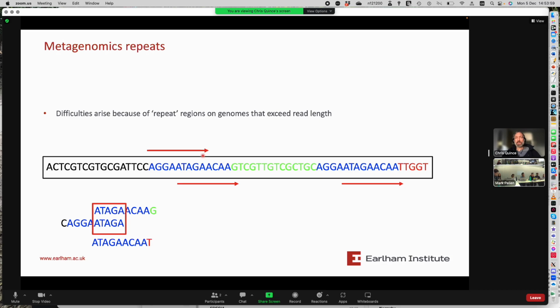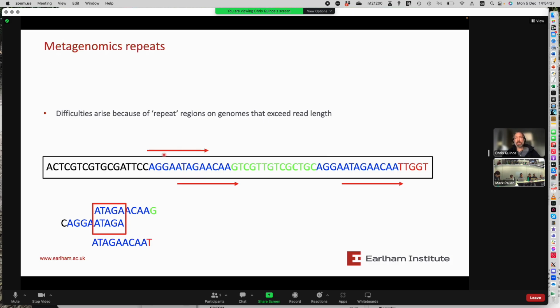The uncertainty in an assembly is when you have repeat regions which are identical at multiple places in the genome. But what makes metagenomics assembly difficult is that you'll also get repeats between genomes, because you might have multiple strains of the same species. Whenever the repeat exceeds the read length, the path through the graph becomes uncertain.